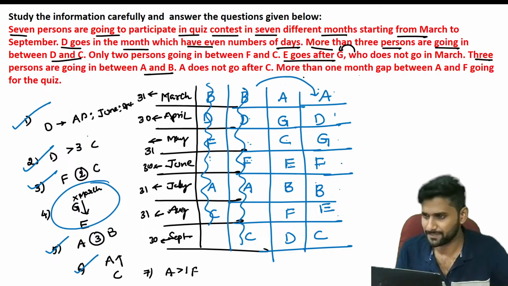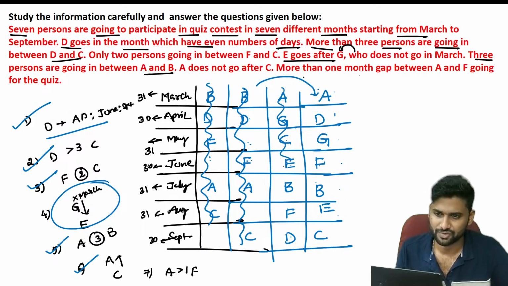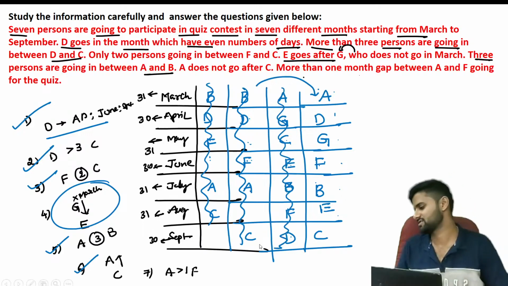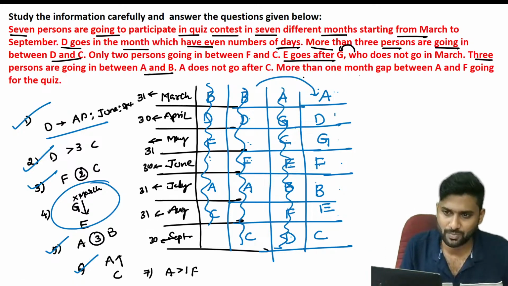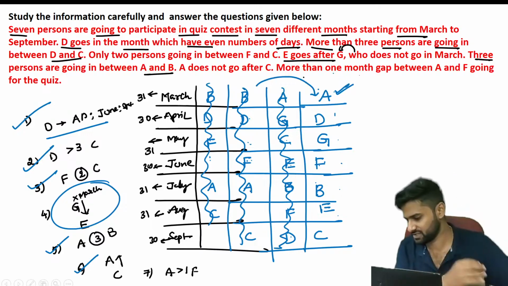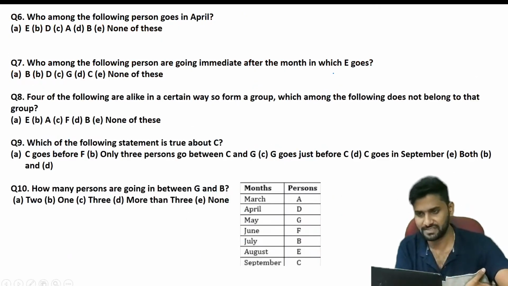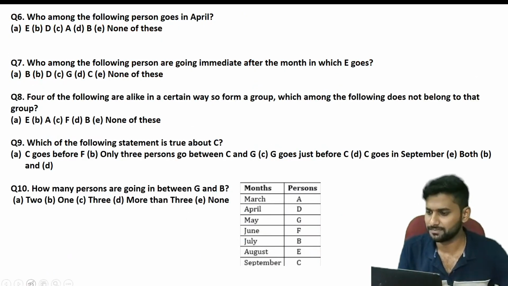Did I miss anything? Guys, here D, C: more than 3 persons, right? Sorry, you can eliminate this one also. Why? Because they clearly mentioned more than 3 persons, right? So this is the best possibility according to our information. Is it clear? Yes. On to the questions here.